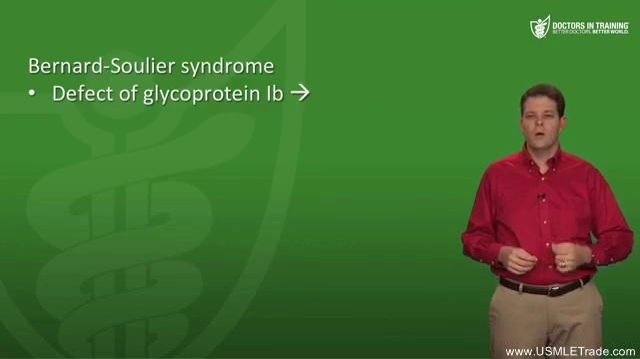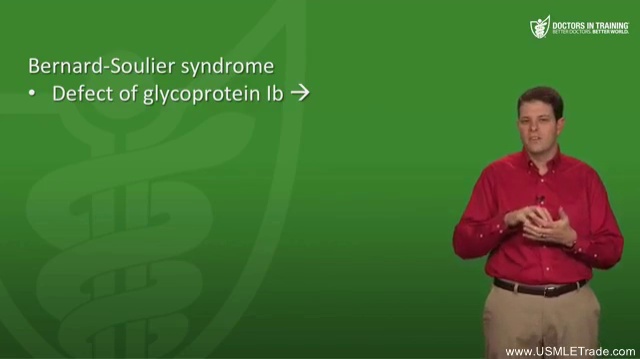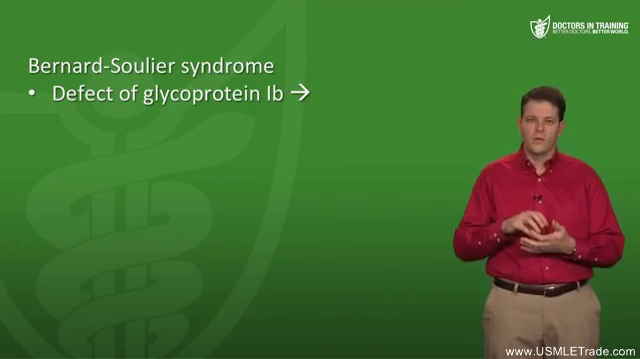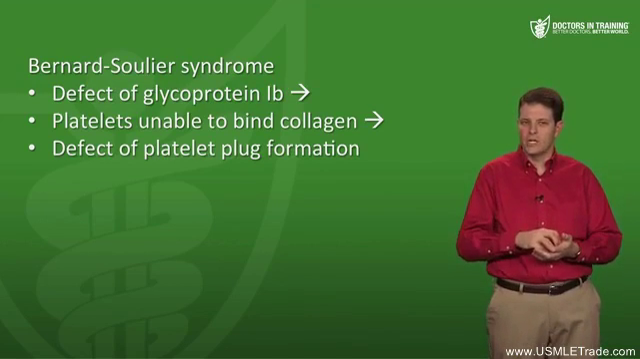Our third platelet disorder to discuss is Bernard-Soulier syndrome. Now this one is very rare. About 1 in a million people have it. It's caused by a defect of glycoprotein 1b, which you remember is what binds the platelet to the von Willebrand factor and to the subendothelial collagen. So the platelet can't bind to collagen, there's going to be a defect of platelet plug formation.